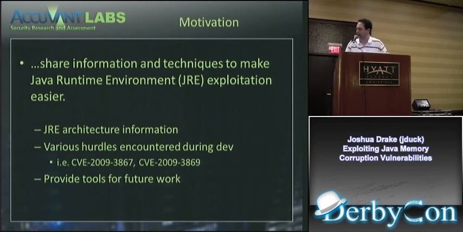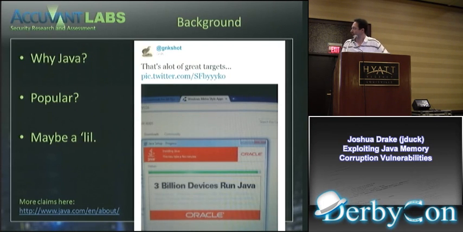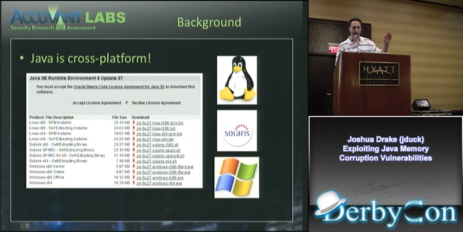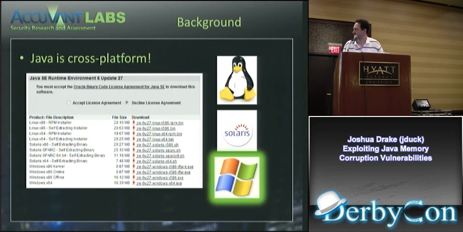So the motivation here is to give you guys some information about JRE and, like I said, the hurdles and tell you about future work. So why Java? You can see here 3 billion self-proclaimed devices from Oracle. Just a few devices, I guess, right? Who here doesn't have something that runs Java? I guess that's nobody. Who here has something that runs Java? Okay, just checking. So it's cross-platform, as you all know, but this talk's going to focus on just Windows.